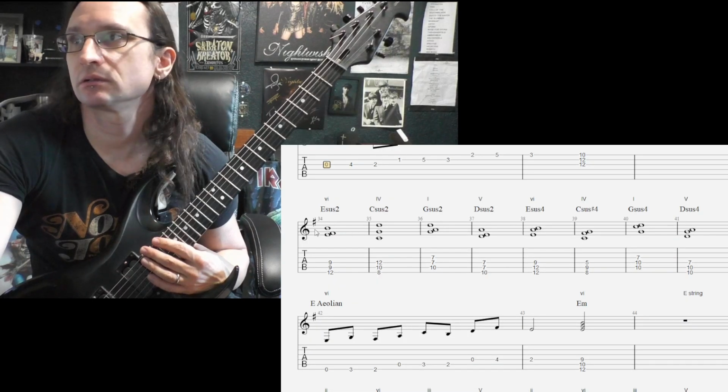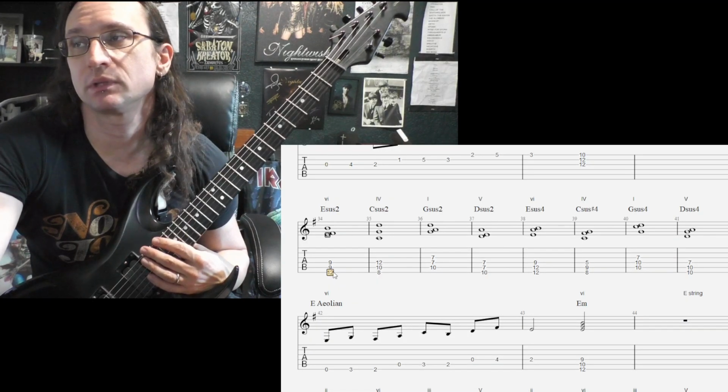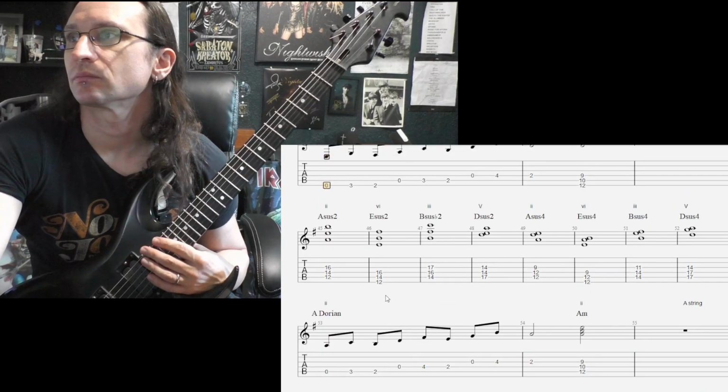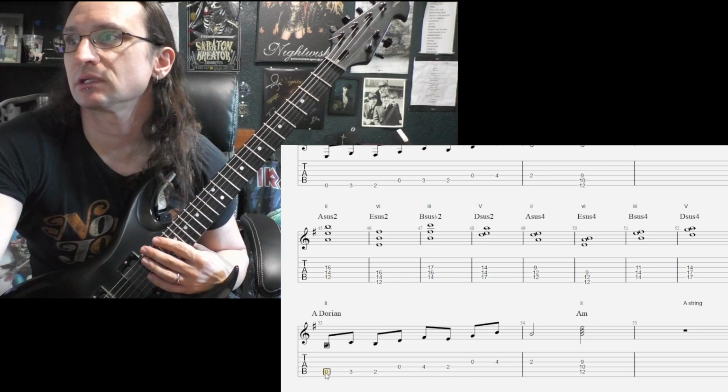Same thing here. That began on the 12th fret of the low E, so this should be starting on the 12th fret of the low E as well. Same idea here. That began on the 12th fret of the A string. This needs to start on the 12th fret of the A string.